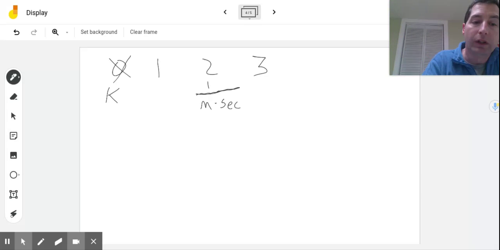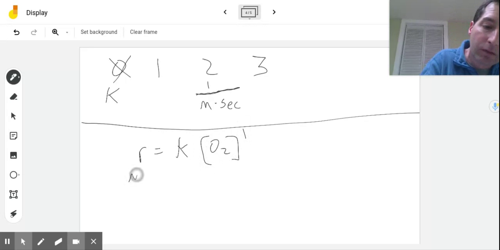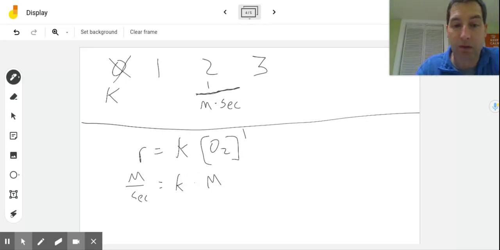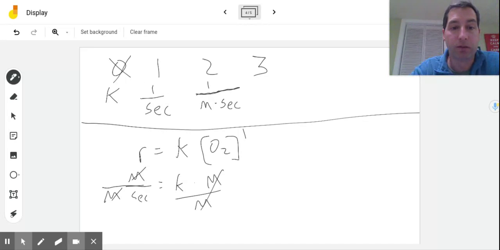So let's go now and look at one that's first order. If we say R equals K times something to the first, we're still going to have molarity per second for R. And this time we're only going to have 1 molarity because it's just 1 concentration. So when I solve for K, you'll notice again that a molarity cancels out on both sides. And this time, all we have left is 1 over seconds. So K is just 1 over seconds for first order.